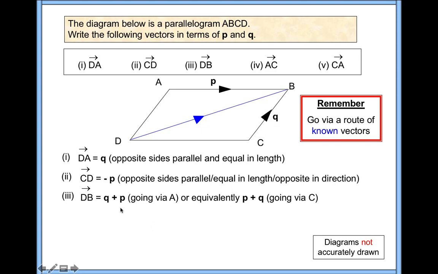It can be either P plus Q or Q plus P, because for vectors you can go via the route of known vectors. In this case, you know all four sides of the given parallelogram.